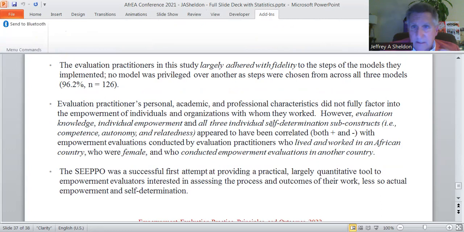The SIPO, which is the survey that I created, was a successful first attempt at providing a practical, largely quantitative tool to empowerment evaluators interested in assessing the process and outcomes of their work, less so actual empowerment and self-determination.